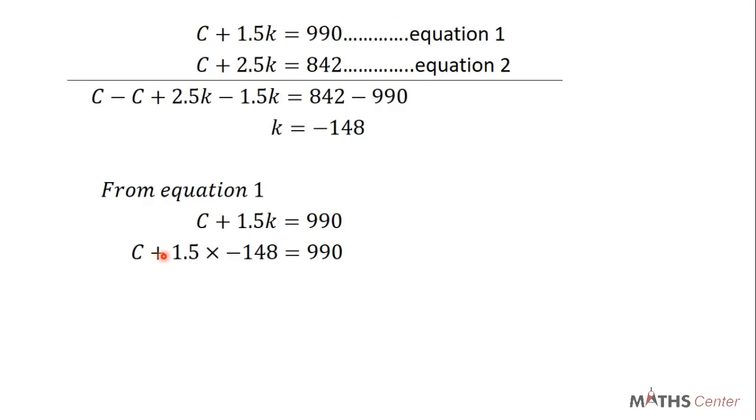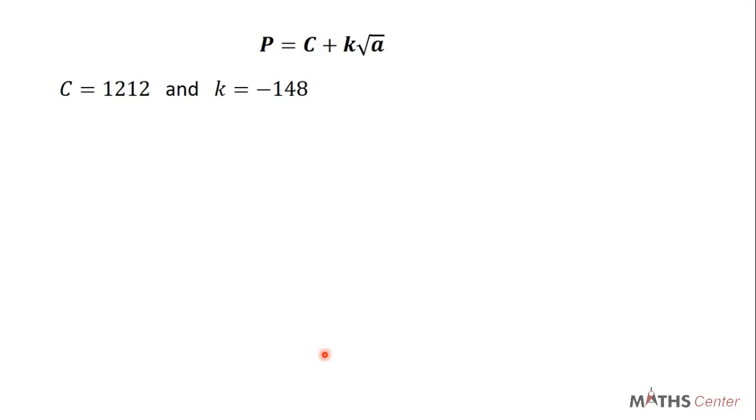So we can replace K with minus 148. So you have C plus 1.5 times minus 148 is equal to 990. 1.5 times minus 148 will give us minus 222. So you have C minus 222 is equal to 990. If you group like terms, you have C is equal to 990 plus 222. So C will give us 1212. So the value of K is minus 148 and the value of C is 1212.